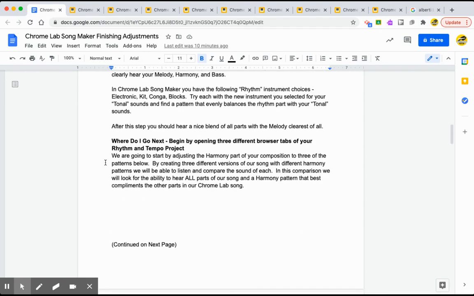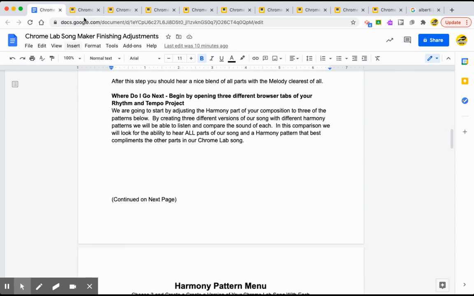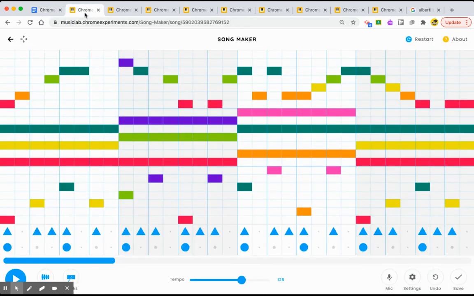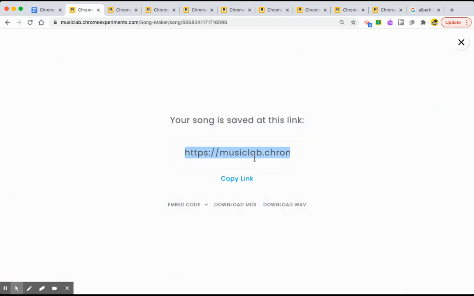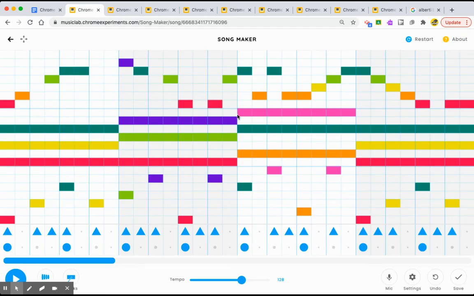So I'm going to begin by opening up 3 different browser tabs that will all look like this. So I can go to Save, Copy Link, and then I'm going to open up 3 more browser tabs that look exactly like this. I'm also going to take that link and put it into my Google Doc and save it so that I don't lose this new version that has my adjusted instruments.